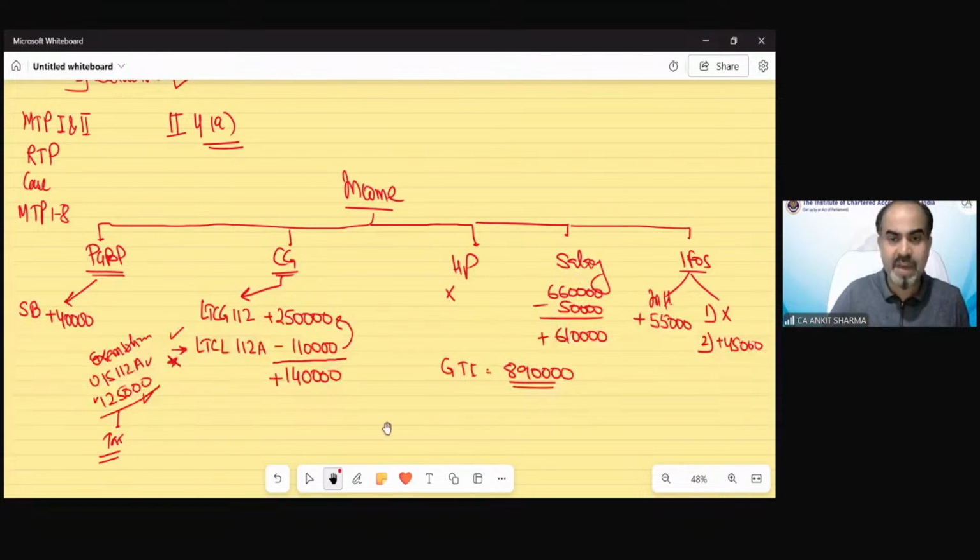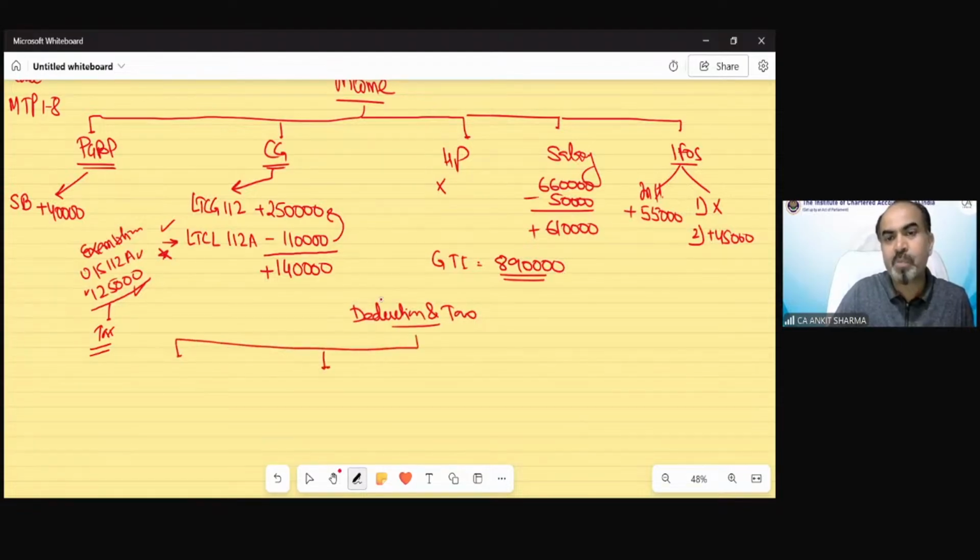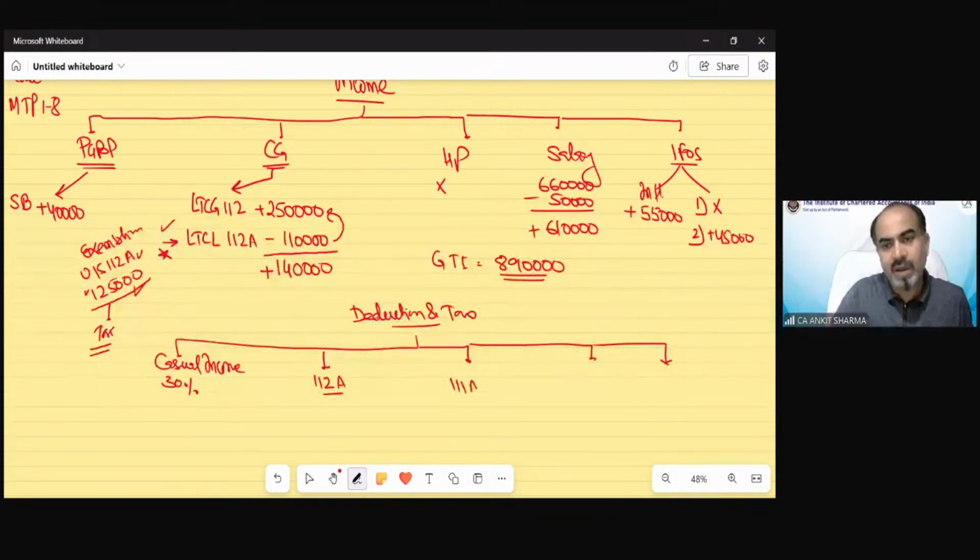Now, because in this question we also have to give deduction, for the purpose of deduction and tax calculation I have asked you to make a chart. That would be really easy for all of you to calculate the tax. One is casual income. Whatever your casual income is, you write it in this part, because the rate is a special rate of 30%. Then 112A capital gain, then 111A capital gain, then 112 capital gain, and then income which is taxable as per slab rate.